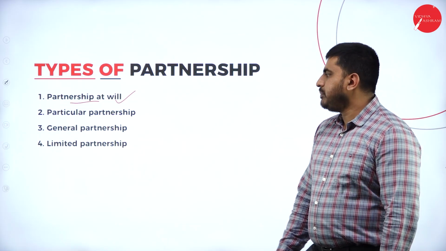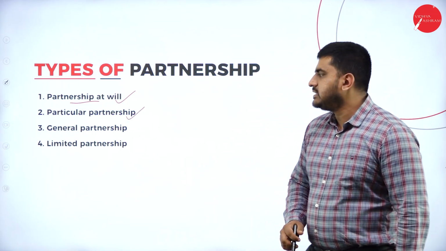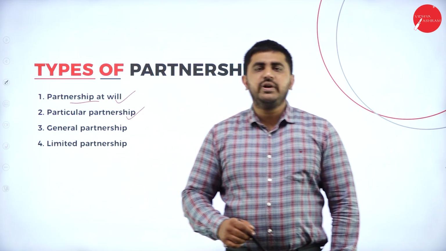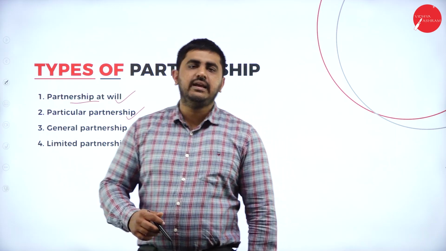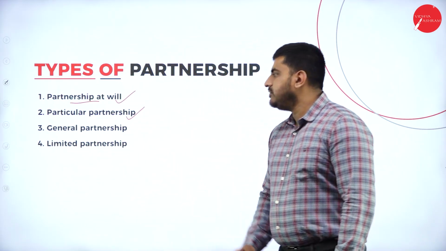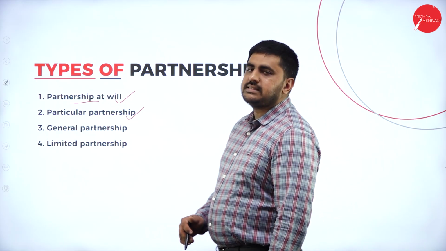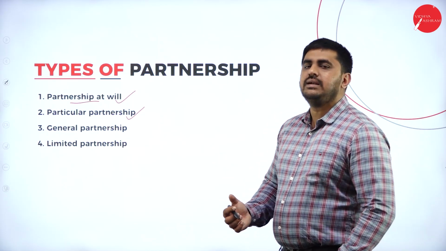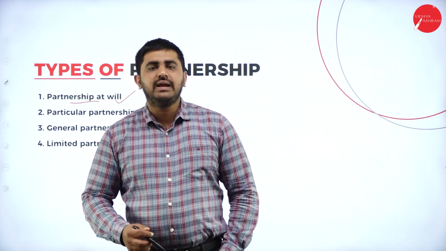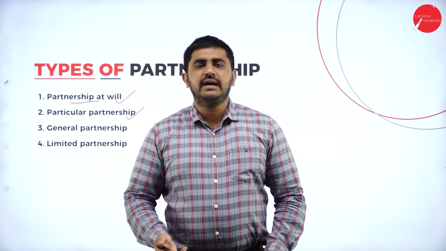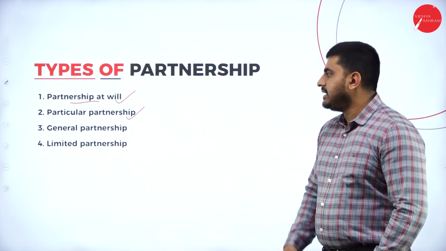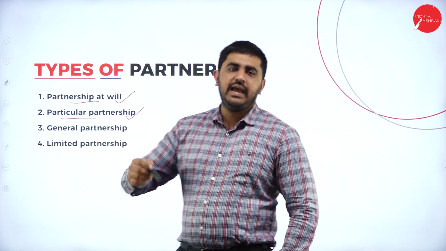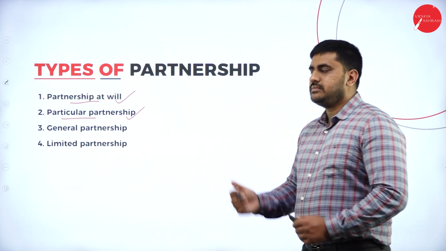Next, particular partnership. So particular partnership means what? You come up with a partnership, and after a few days, the partnership will automatically be discharged. What is the meaning of this? You start a construction, you construct apartments, 2 partners come together, they construct an apartment. After the apartments have been constructed and sold, automatically that is the end of the partnership. That is particular partnership. Now again, if you want to construct new apartments, you have to come up with a new agreement for partnership.